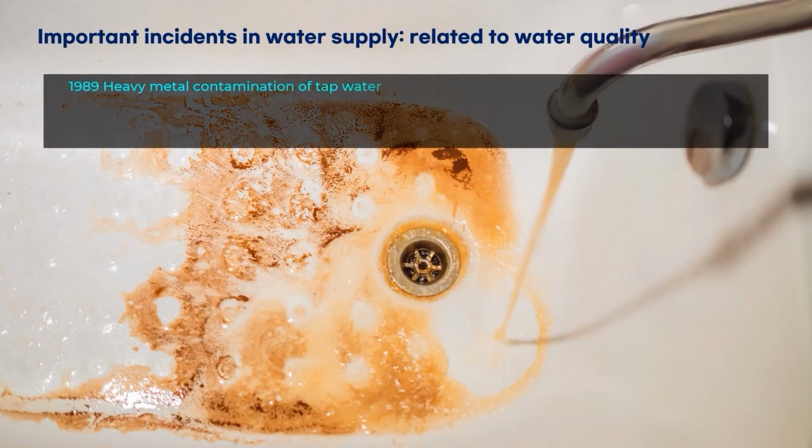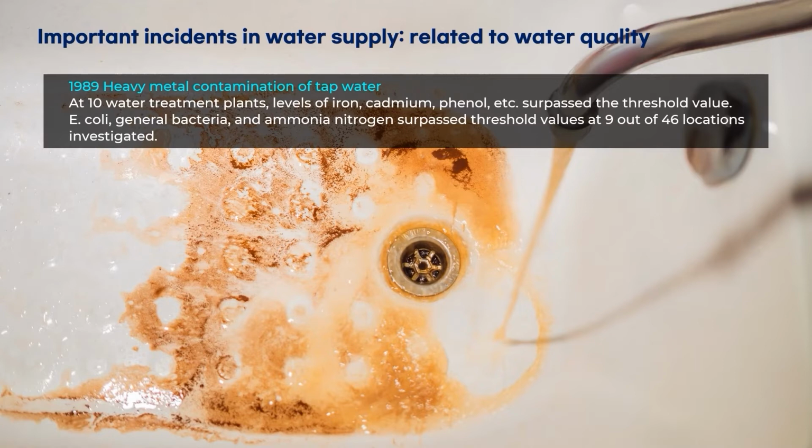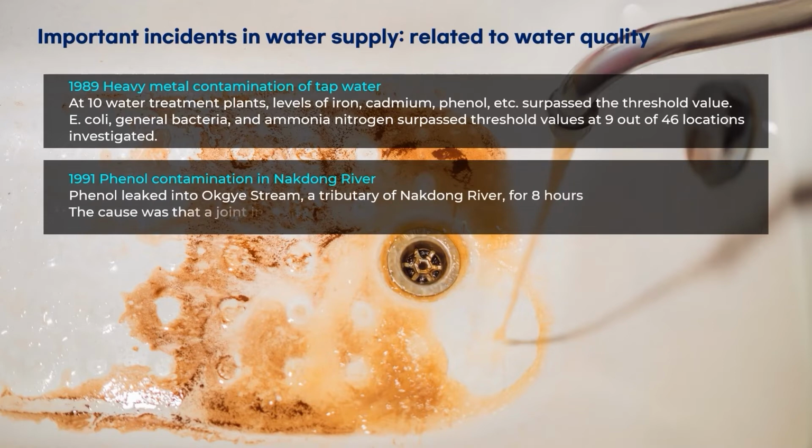In 1989, a news report was released saying that tap water contained heavy metals. This spurred a wide-reaching re-examination of not only revised water standards, but also the water treatment process. In 1991, there was an accident in which phenol was leaked into the Nakdong River. After this accident, in the 1990s, many projects were actively carried out to protect and improve water quality in tap water sources, like river water and dam water.